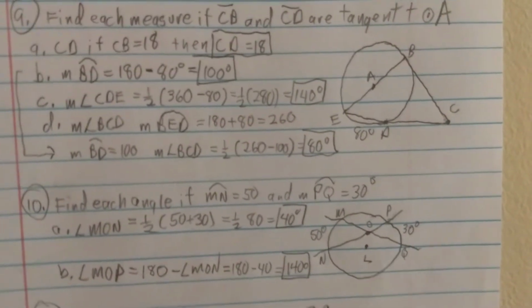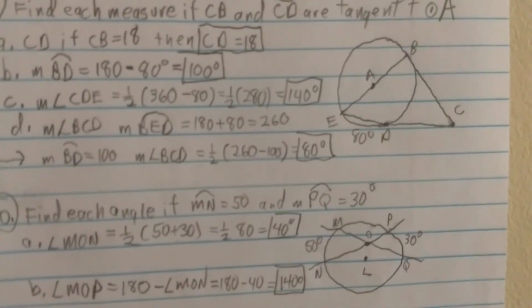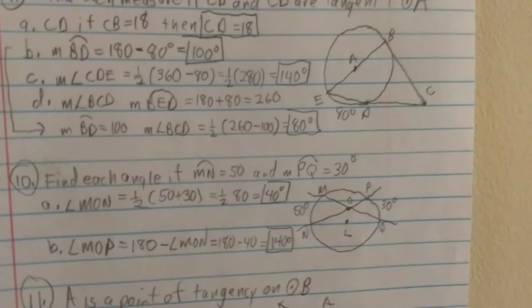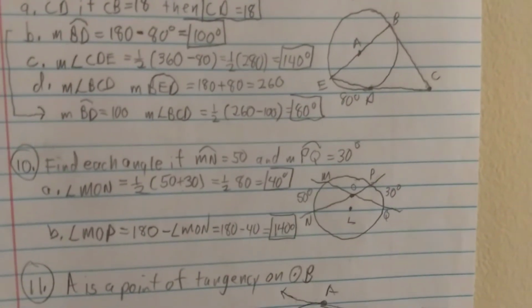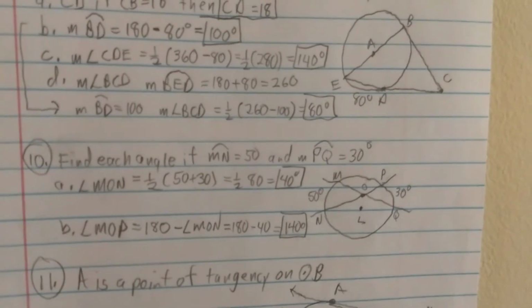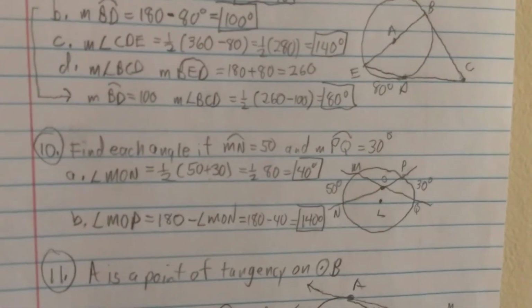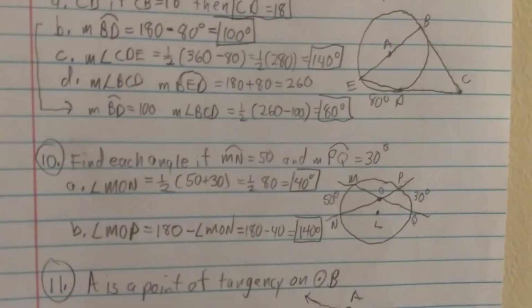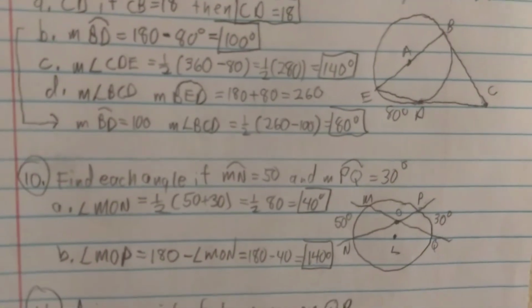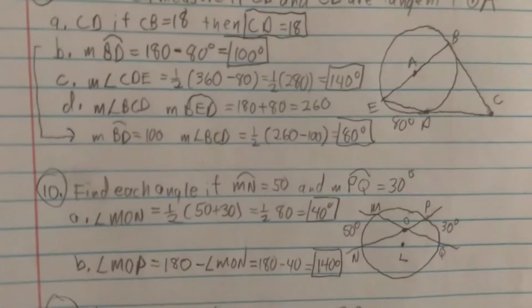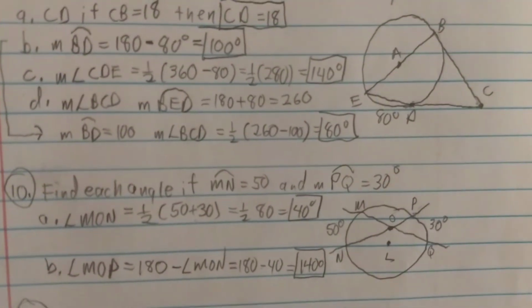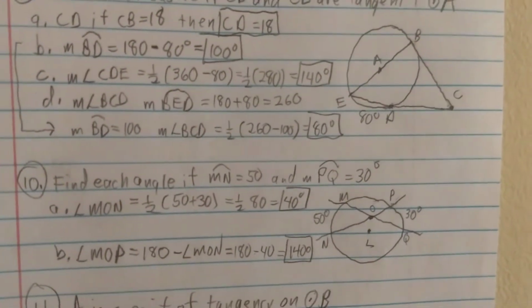So CD, if CB equals 18. Well, if CB equals 18, then we had a theorem that if from a point outside the circle two lines form tangents to the circle, then they must be equal. So that means that if CB is 18, then CD is 18, because that's our theorem.